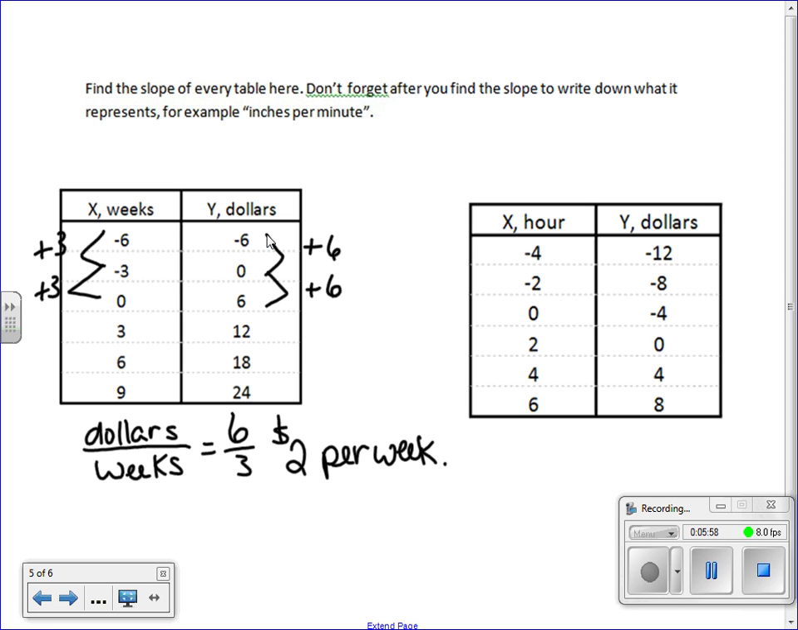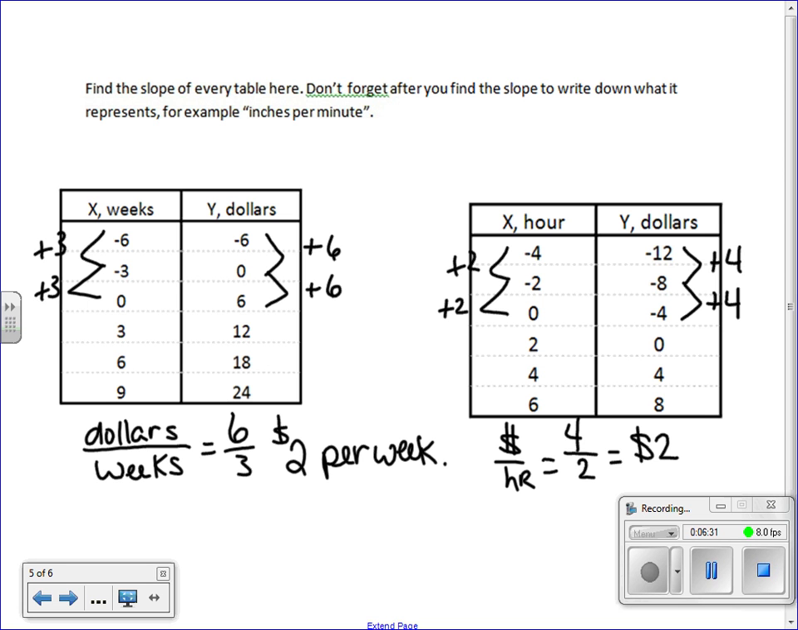For the problem following it, we have negative 12 to negative 8. That's a positive 4. From negative 8 to negative 4, that's a positive 4 change. From negative 4 to negative 2, that's a positive 2 change. From negative 2 to 0, that's a positive 2 change. Here, once again, our slope is going to be dollars per hour. So we get 4 over 2, which is just simply $2 per hour.